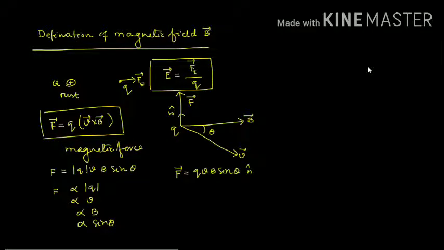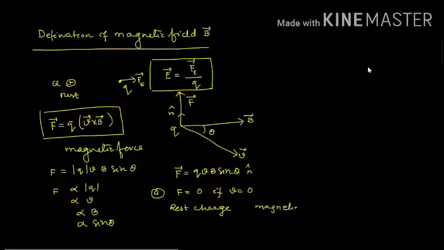From this formula, we observe that F is equal to 0 if v is 0. This means that a charge at rest in a magnetic field experiences no magnetic force. Only a moving charge experiences magnetic force in a magnetic field. So a rest charge does not experience magnetic force. Only a moving charge experiences force.